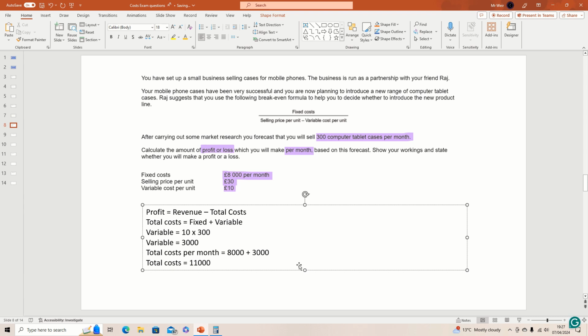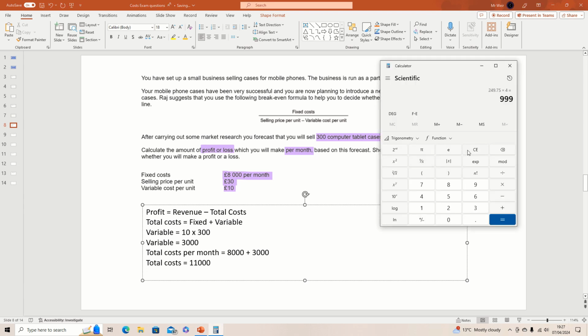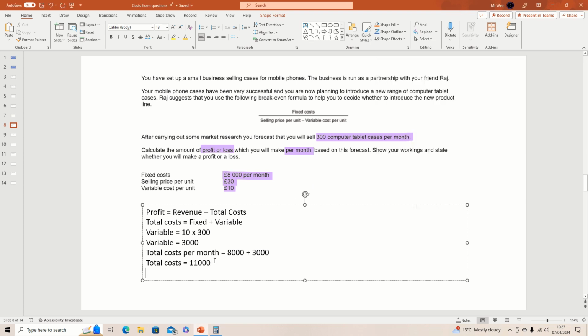£11,000 a month. Okay. Now, next bit is we need to always double check all your calculations in case you've done something stupid. Here we go, and I just want to do 10 times 300. So everything's correct. Now we just need to do the next step, which is the profit.